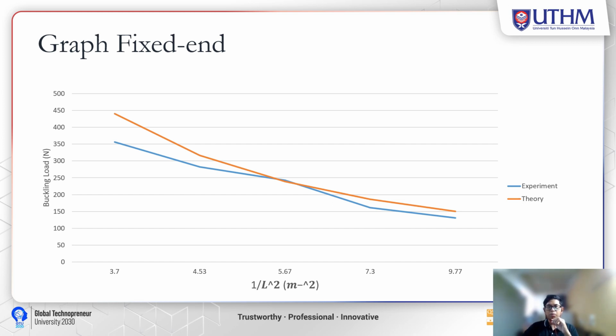And from experiment 1, the pin N has the lowest buckling load, as the length of strut used in experiment 1 was longer, while experiment 3, fixed N, has the highest buckling load because the length of strut used is shorter.